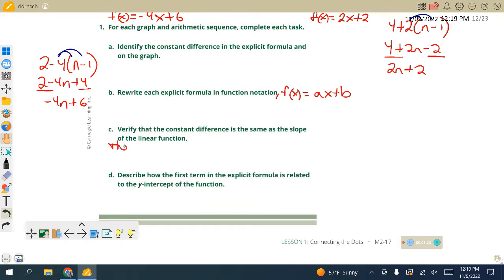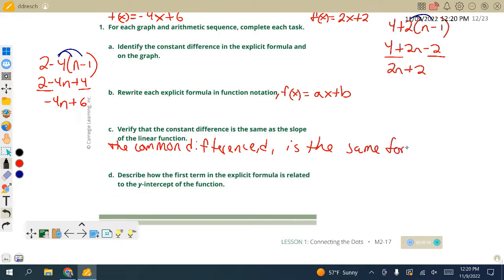The common difference, which is that d value we were just talking about, is the same for the slopes. And the slope is that a value in that ax plus b. That should always be true. If it's not true, you're not doing something right.